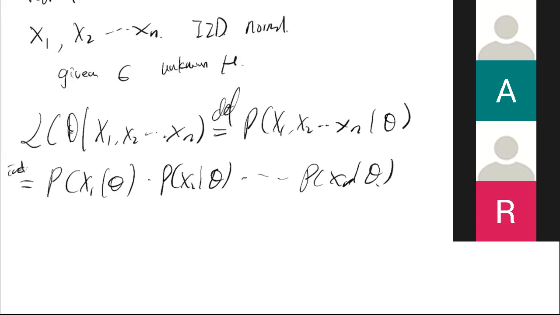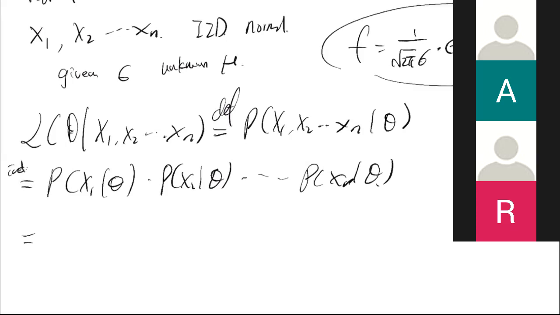And then what is each probability? Remember, the probability density function for a normal variable is 1 over square root of 2 pi times sigma, times e to the negative x minus mu squared divided by 2 times sigma squared. So that's the probability here.